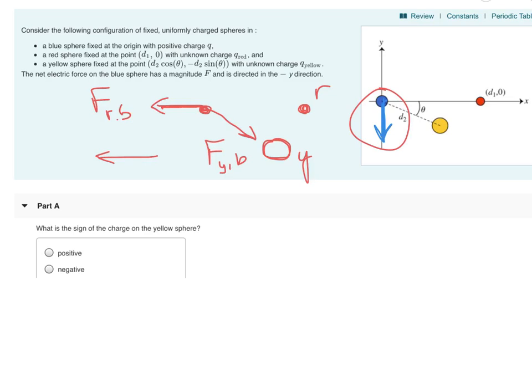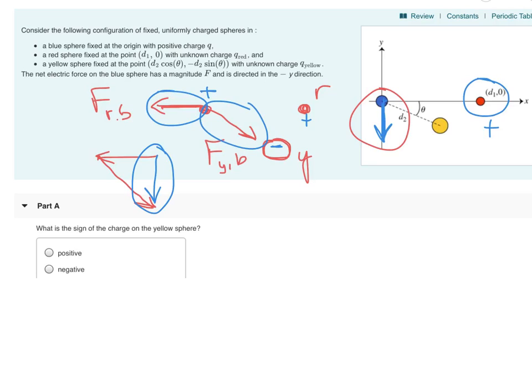Here's y. Put them tip to tail. There's the one, there's the other. When I put them tip to tail and go from the tail of the first to the tip of the last, I get a negative y direction force. So if that's the case, and we know that the blue sphere at the origin is positive, then the red sphere must also be positive, because it's the one exerting that repelling force. And the yellow sphere must be negative, because that's attracting the blue sphere. Okay, so that's how you figure out the signs.